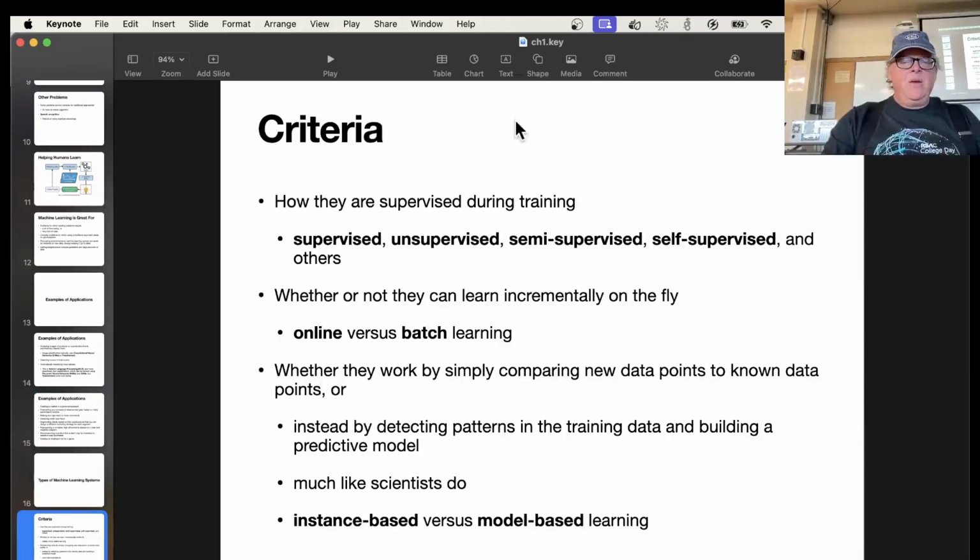So here's how. There's various ways to divide machine learning systems into categories. One is whether they're supervised during training. Supervised training means humans have to label the data. Unsupervised training, humans don't have to label the data, so it's much cheaper. So that's supervised and unsupervised, and there's some sort of halfway in between things. Then you can either have them online or batch learning.